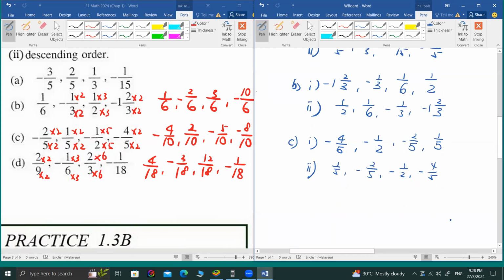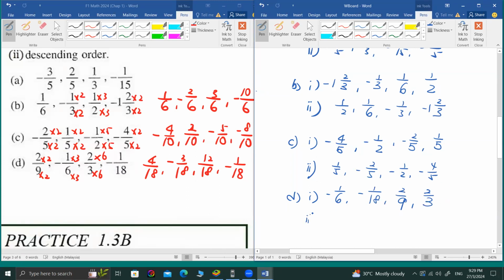Okay, can follow? Yes. Now we go D. Smallest? This one, right? See, -3 per 18 is the smaller, so -1 per 6. Followed by? -1 per 18, yes. Followed by? 2 per 9. See? 2 per 9. Then followed by? This one, right? Yes. 2 to 3.